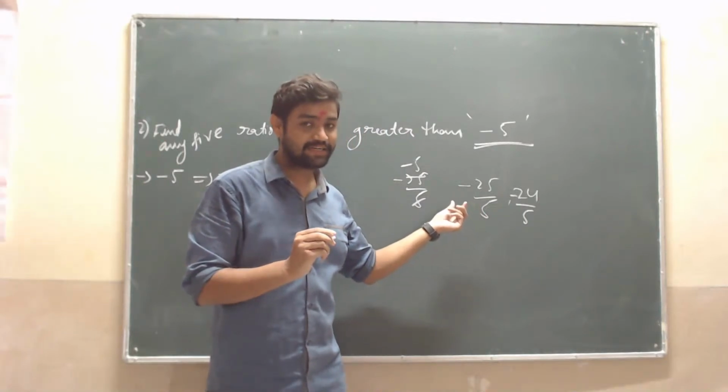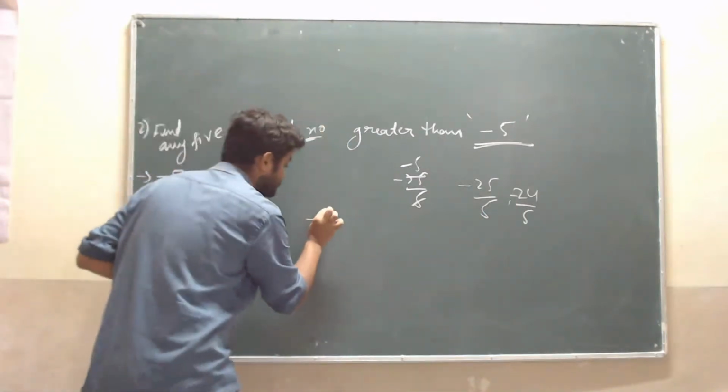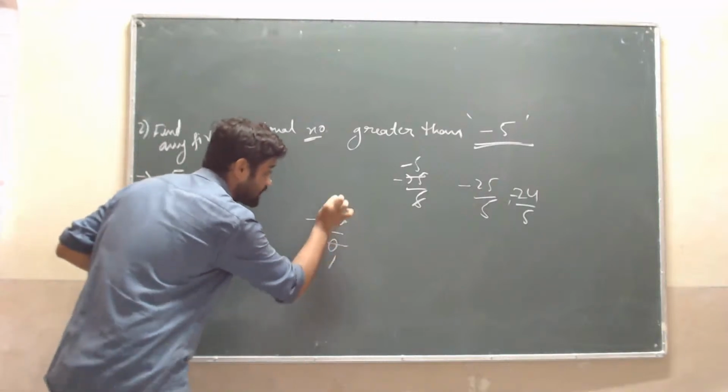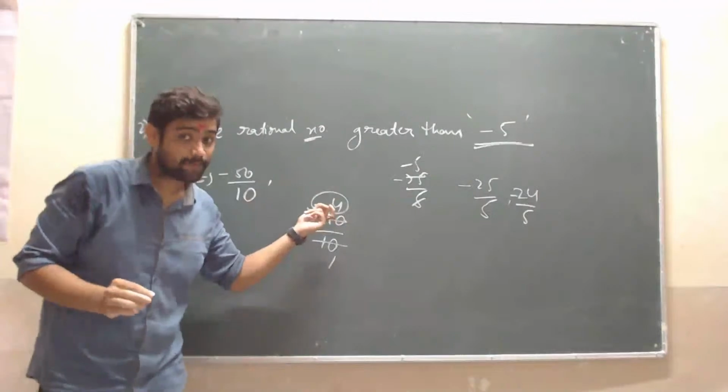Sharat Kumar. Rangaswamy, see here, minus 40 by 10. What will happen? 10 ones are 10, 10 fours are minus 4. This minus 5 is not equal to minus 4.